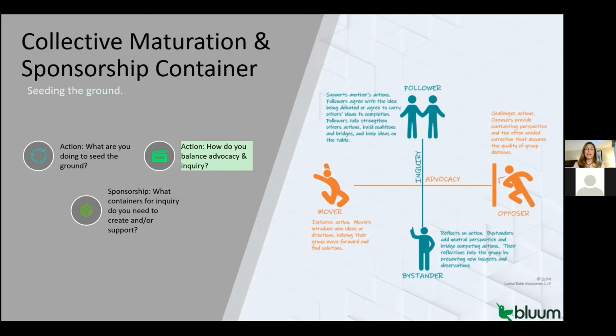So I have a quick poll here if you're up for it. When you first thought of the people that you would invite to join as a part of the new initiative, were they primarily movers, followers, opposers, or bystanders? Now be honest. Results of the poll, and I can't participate. Just choose one of those four.